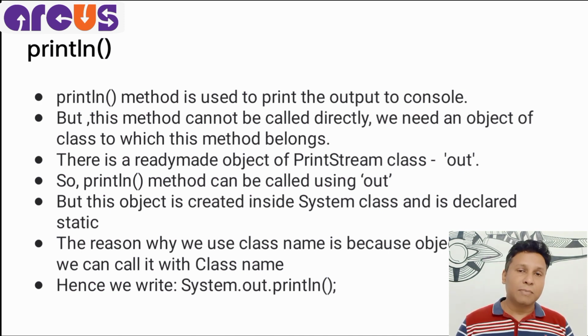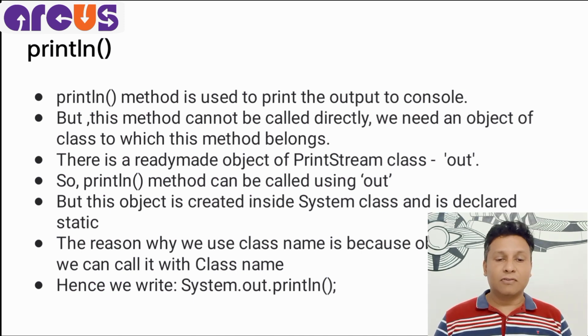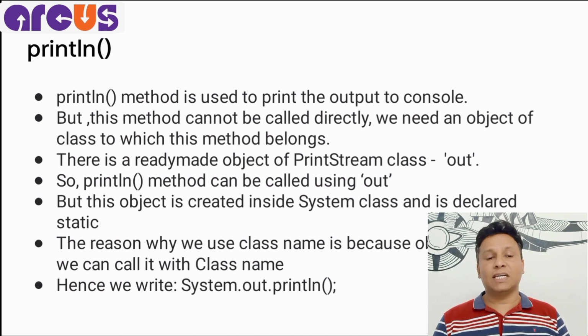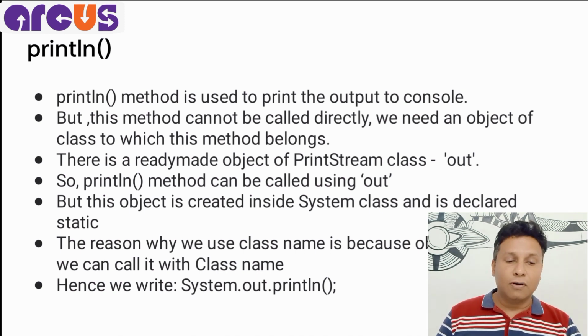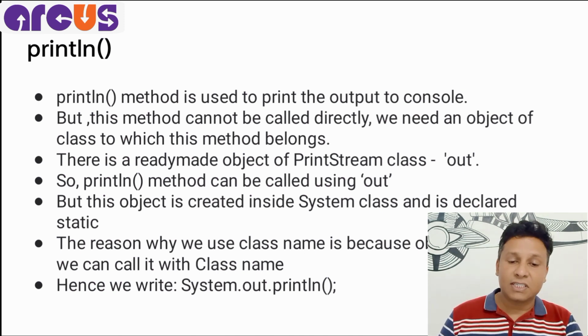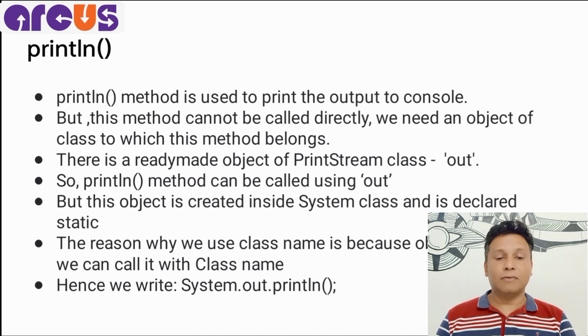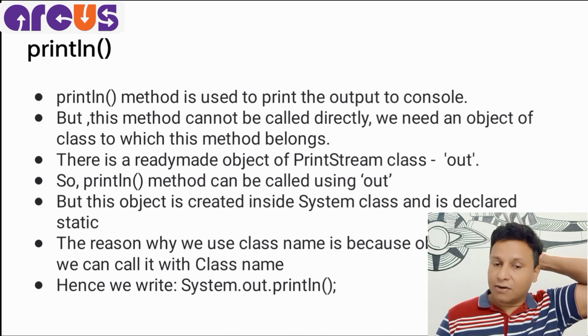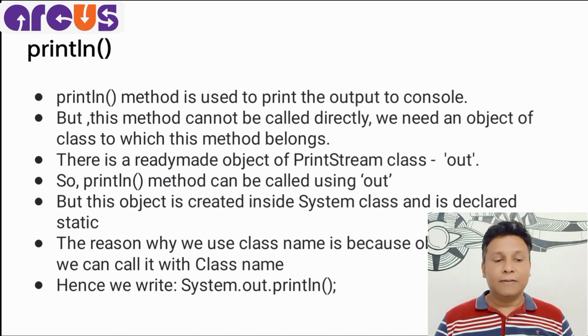The out is a member of the System class, and this object is created inside the System class. As we have seen earlier, this out object is created inside the System class and it is declared as a static variable. So we need the help of the System class to call this method. As the object is static, we can call it with the class name. That is the reason why we use the class name also. Hence we write System.out.println.